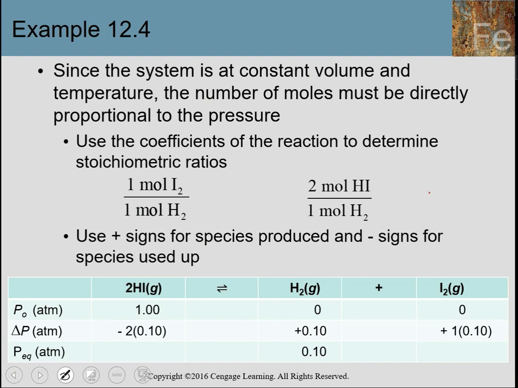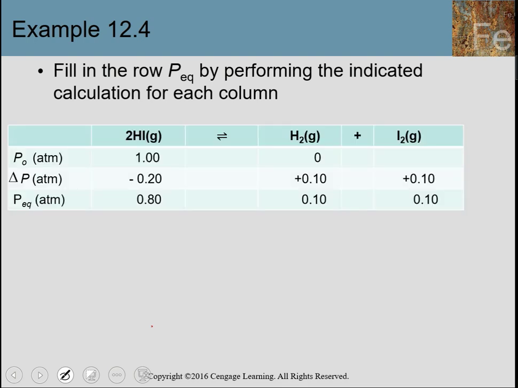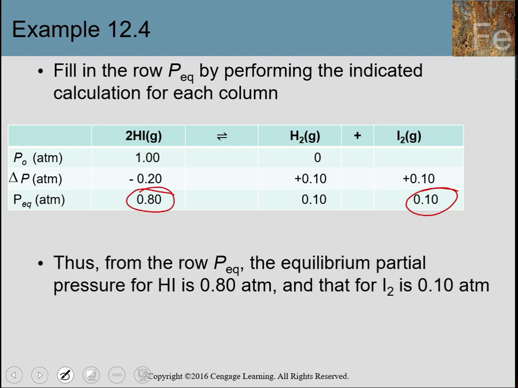And lastly, since we know that 0 plus x equals 0.1, we know that x is 0.1. If x is 0.1, then I'm going to add 0.1 to the iodine, add 0.1 to the hydrogen, and subtract 2 times 0.1 from the hydrogen iodide. Again, I plus C equals E: the initial set of conditions plus the change equals the equilibrium conditions, and I'm able to make the calculations. I'm going to fill in the rest of the rows: 0 plus 0.1 is 0.1, and 1 minus 2 times 0.1, or minus 0.2, is 0.8. Those are my pressures at equilibrium. The hydrogen iodide's pressure is 0.8, and the iodine's pressure is 0.1.